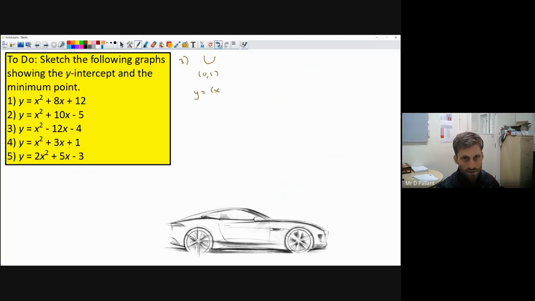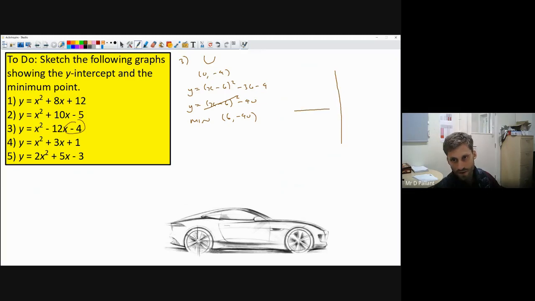Oh, I'm looking at number 4. Change that, sorry. It's not 0, 1, it's 0, -4. Complete the square. (x - 6)² - 36 - 4. So I'm just speeding up a bit as we're getting the hang of it. So the minimum point, of course, will be when x is 6, makes the bracket 0, y is -40. And so, not a very good set of axes.